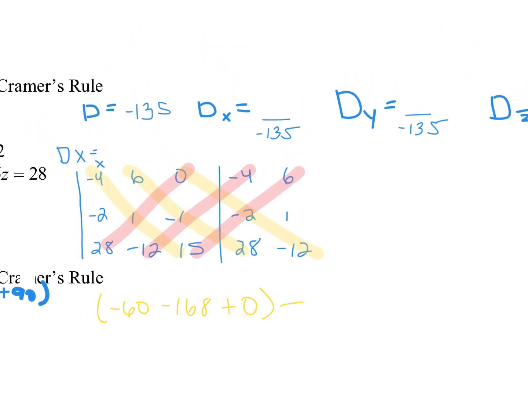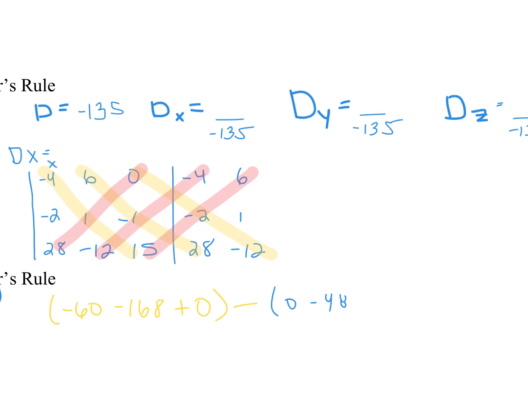What's 28 times 1 times 0? 0. What's negative 12 times negative 1? 12 times negative 4 is negative 48. And then what's 15 times negative 2? Negative 30 times 6. Negative 180, okay. So now let's simplify.